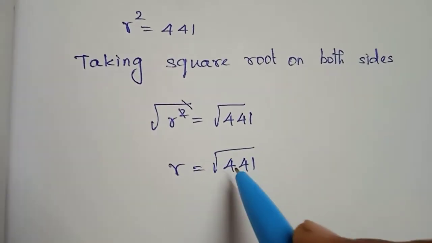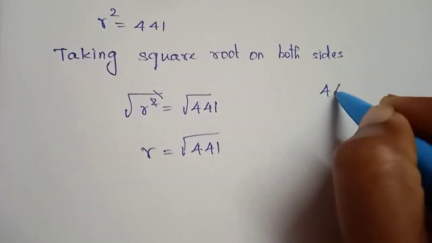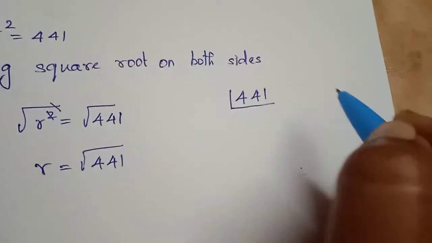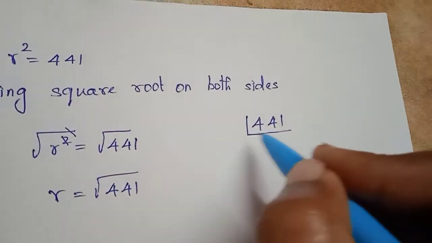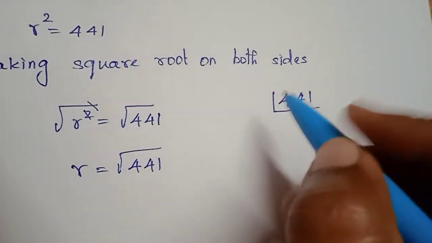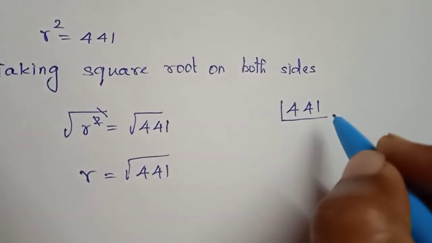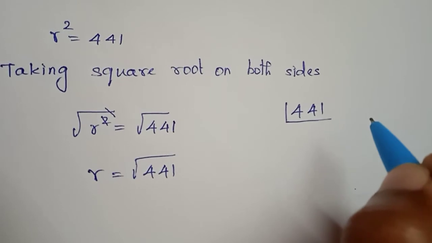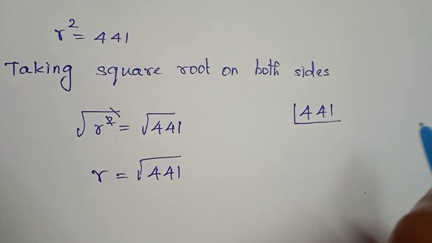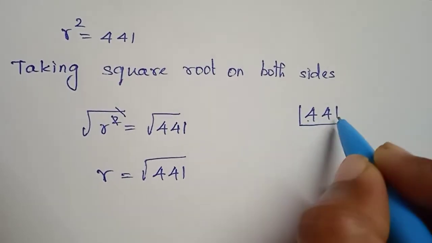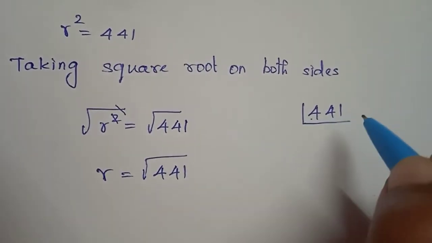Since it is a square root, you can do it by the prime factorization method. Only by prime numbers we have to divide it. I hope you have learned the L division method in your earlier classes. So now we are going to divide it by prime numbers. What is a prime number? A number which is divisible by 1 and by itself is called a prime number. So first we have to find out by which number it is divisible.